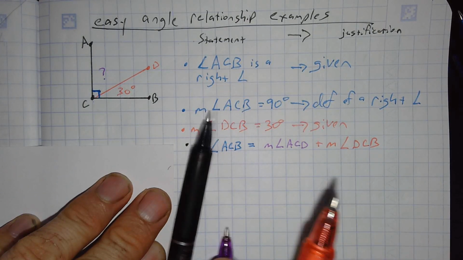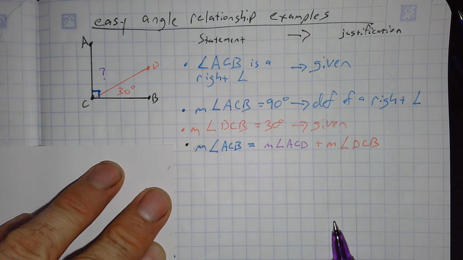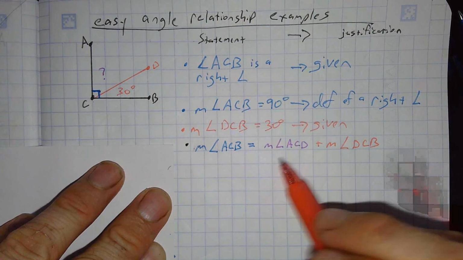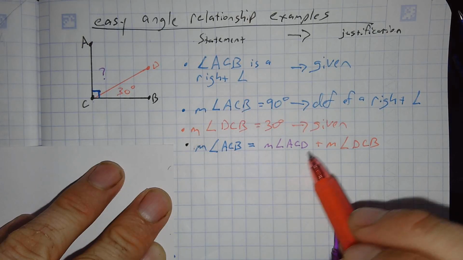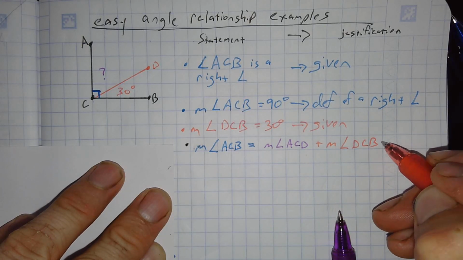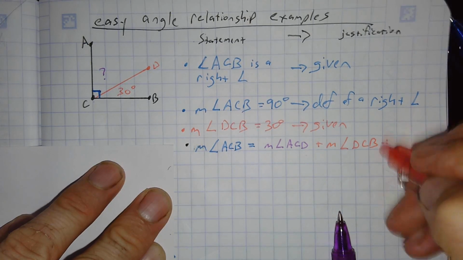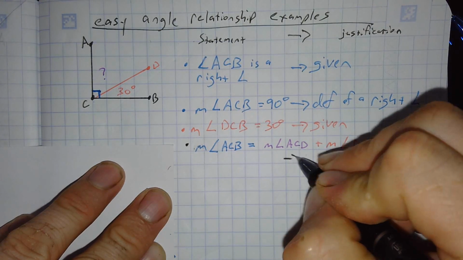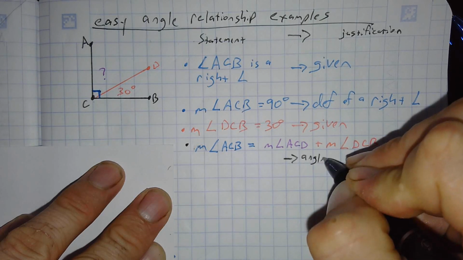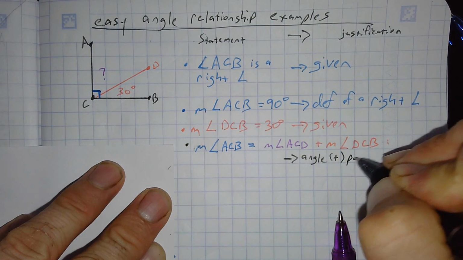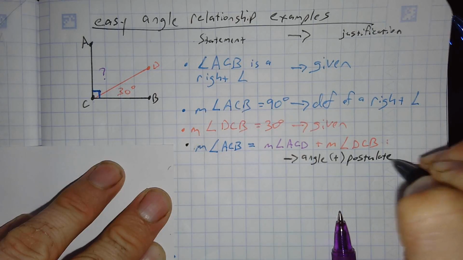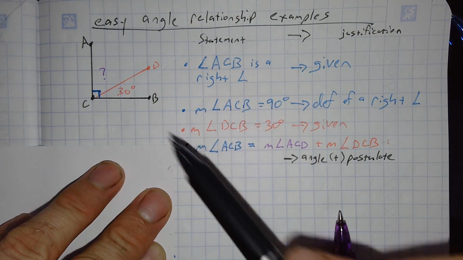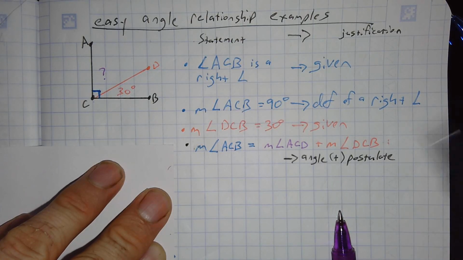Okay, so now, if I want to figure out what this purple angle measure is, what allows me to say this statement, which is the most important statement of this problem? This is because of the angle addition postulate. That's a rule. I've applied the angle addition postulate in this scenario to make that statement.